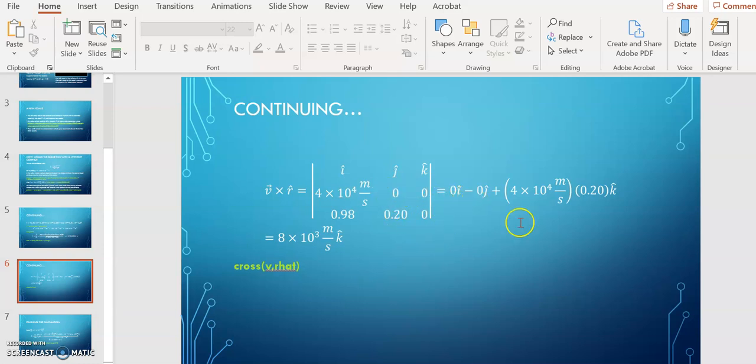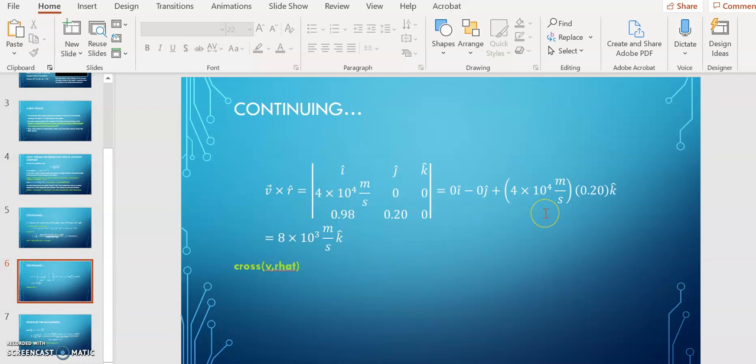So if you do that for each one of these cases, then you end up with 0 i hat minus 0 j hat plus, and then the only one that gives you a non-zero component is the k hat. You cross out that third column and top row, you end up with 4 times 10 to the 4 meters per second times 0.2 minus 0 times 0.98. So that gives you 4 times 10 to the 4 times 0.2, which gives you 8 times 10 to the 3 meters per second in the k hat when you do that cross product.